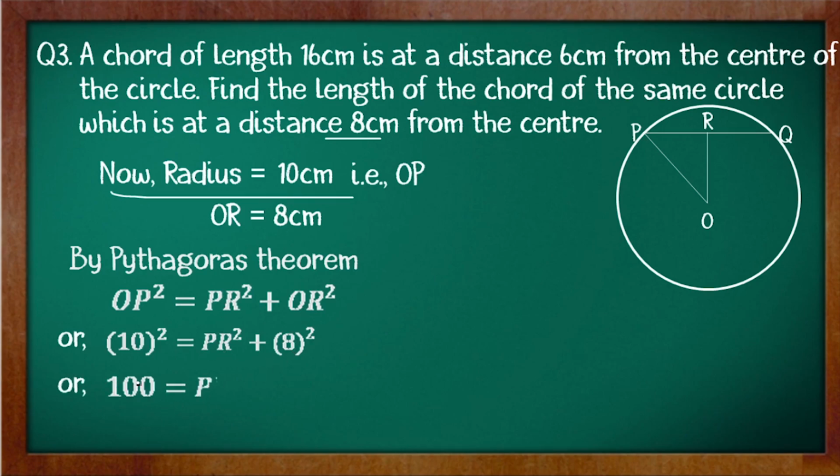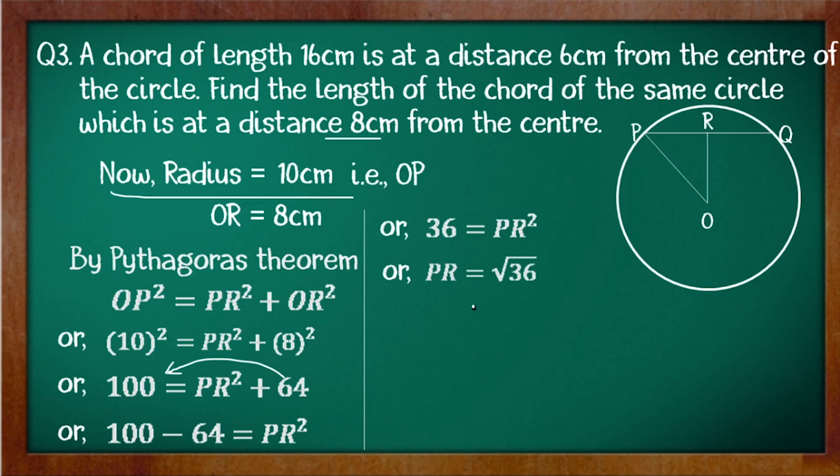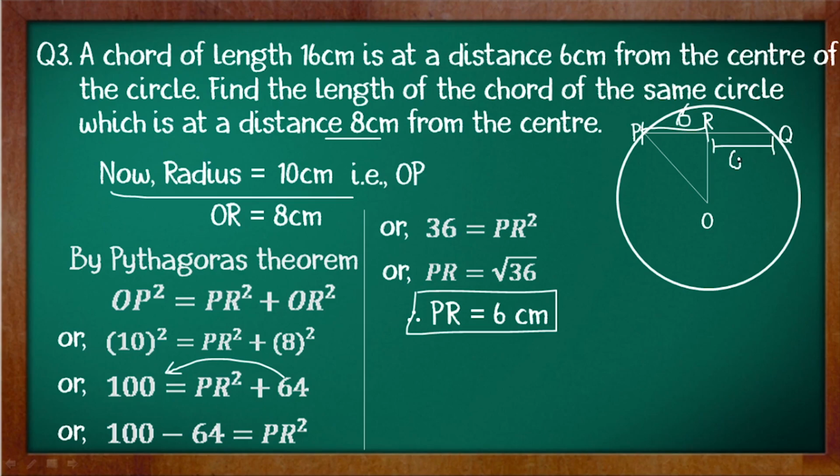So 10 squared is 100 and 8 squared is 64. We'll take 64 to this side, so we have 100 minus 64, which is 36, equal to PR squared. Square rooting both sides, the square root of 36 is equal to PR, and PR is equal to 6 centimeter. So the distance from P to R is 6 centimeter. Now we know that from R to Q it will again be 6 centimeter, or we can say the length of PQ will be double the length of PR.